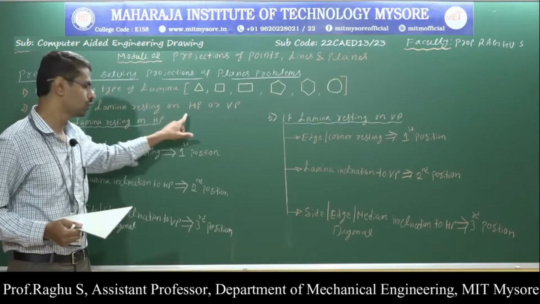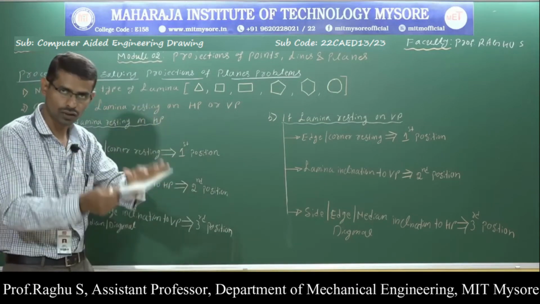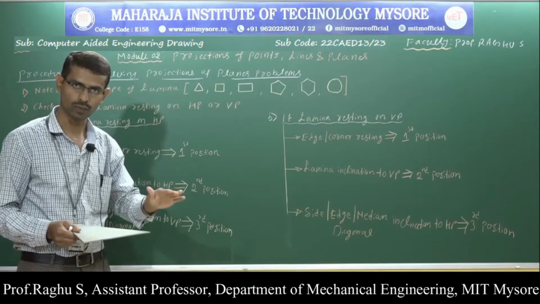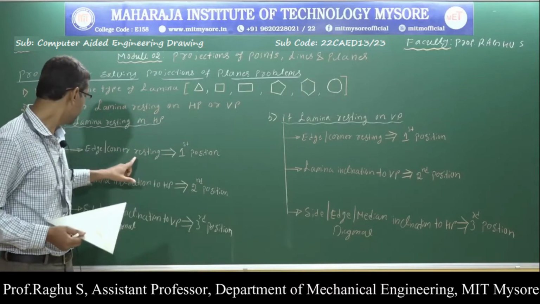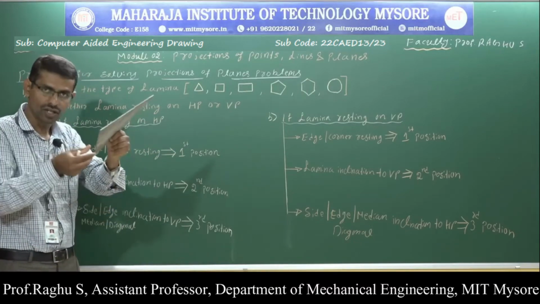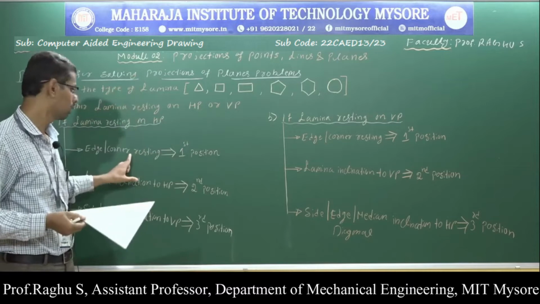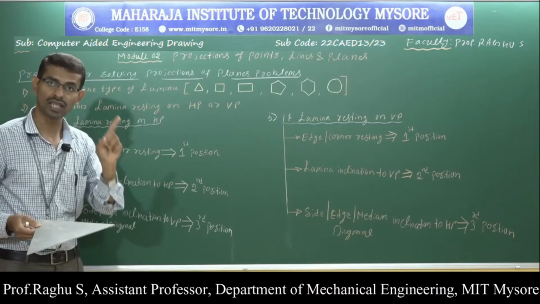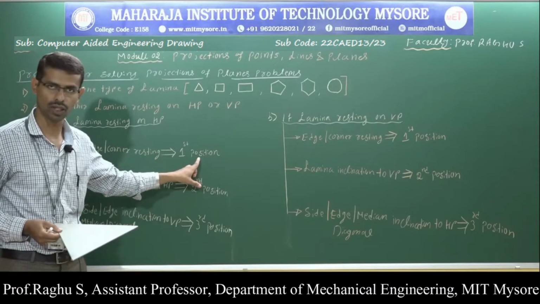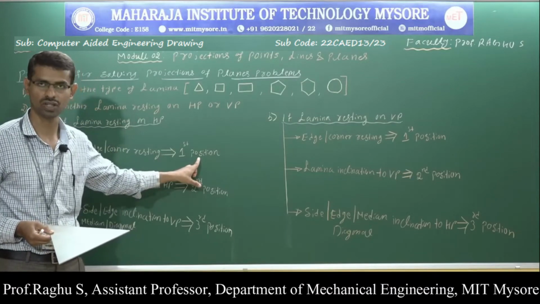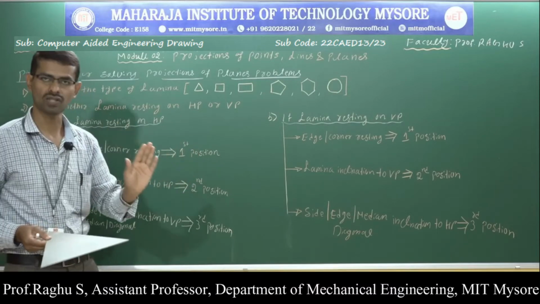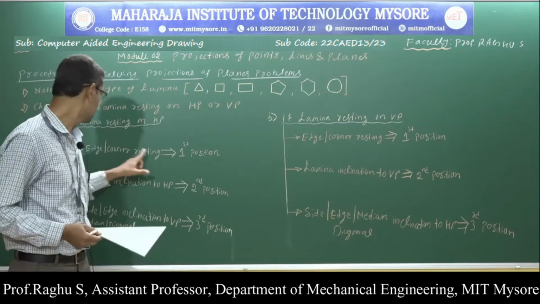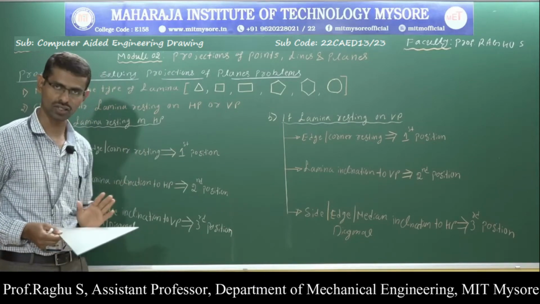So check whether the lamina is resting on HP or VP. If the lamina is resting on HP, then check whether it is resting on an edge or a corner. If the lamina is resting on an edge, then use that condition to draw the first position. That is called the resting condition. In the resting condition, I do not consider any inclinations. I consider only the edge resting condition or corner resting condition.